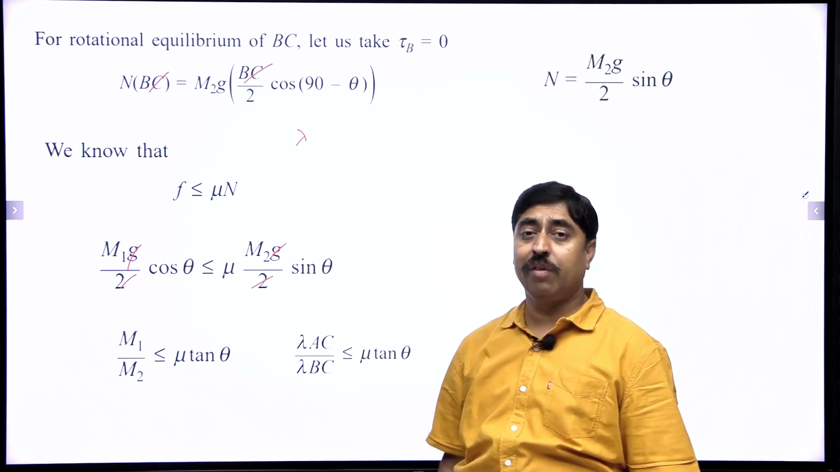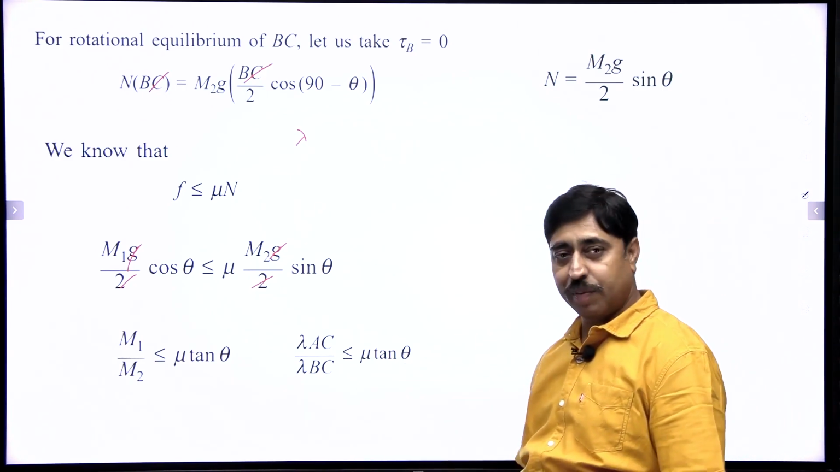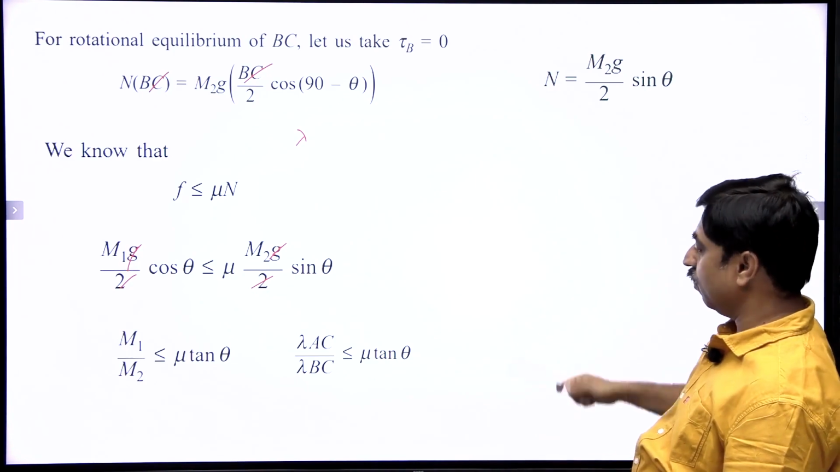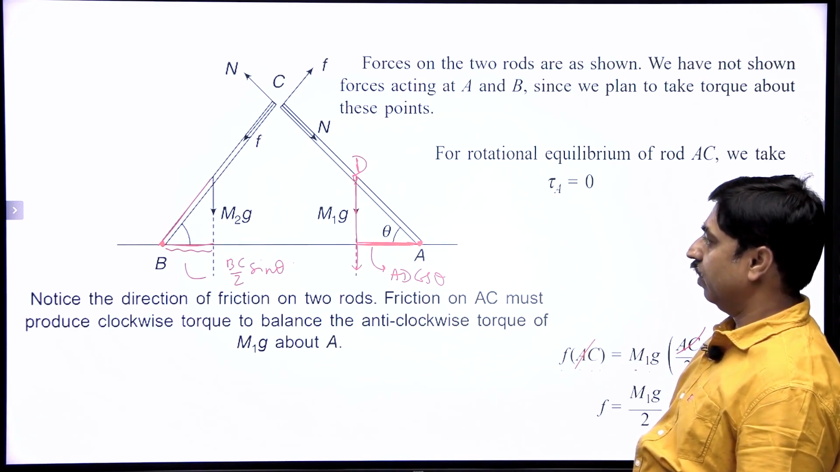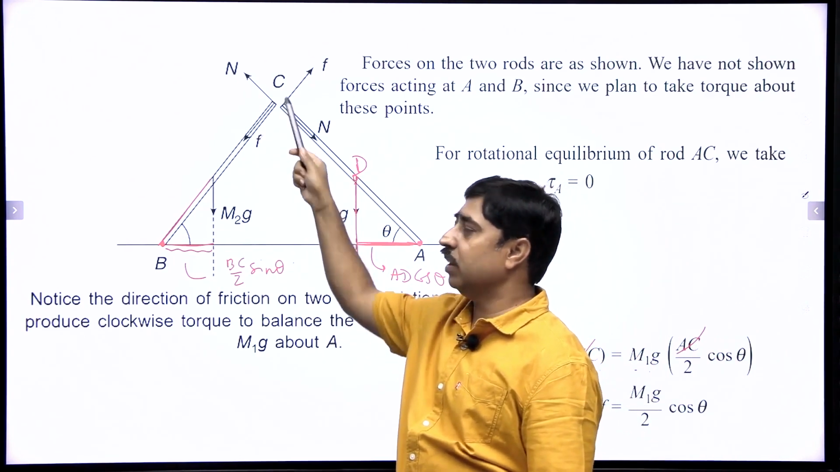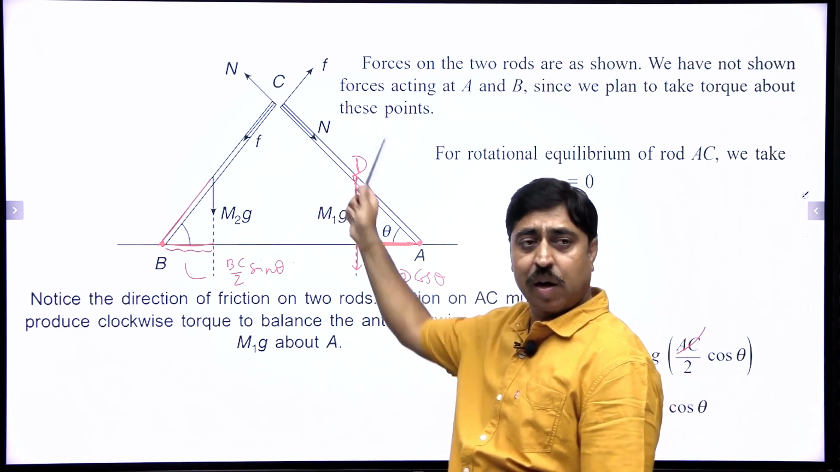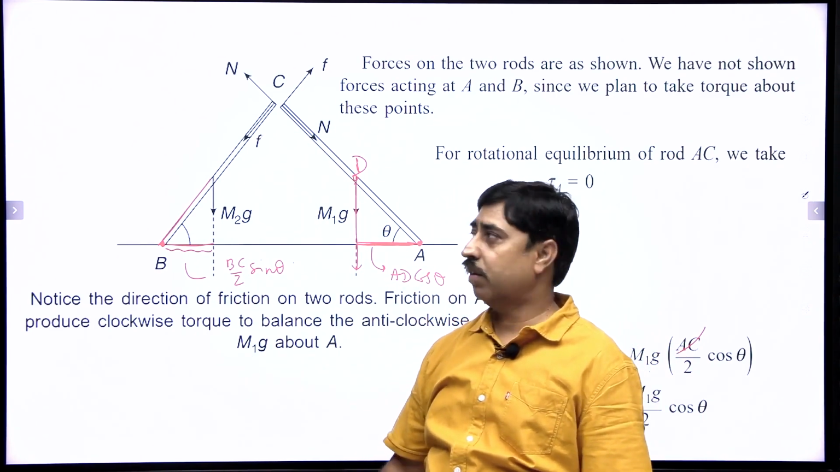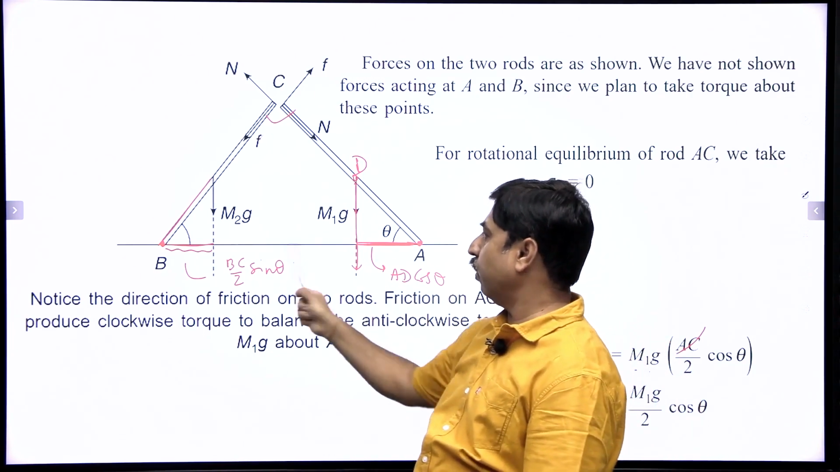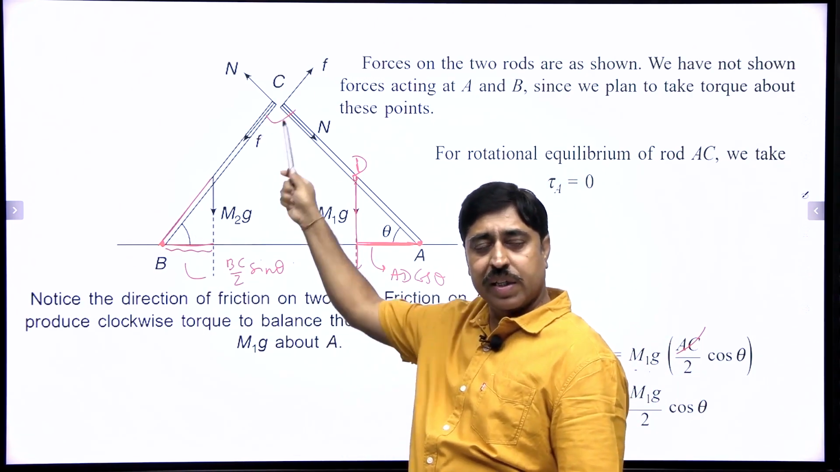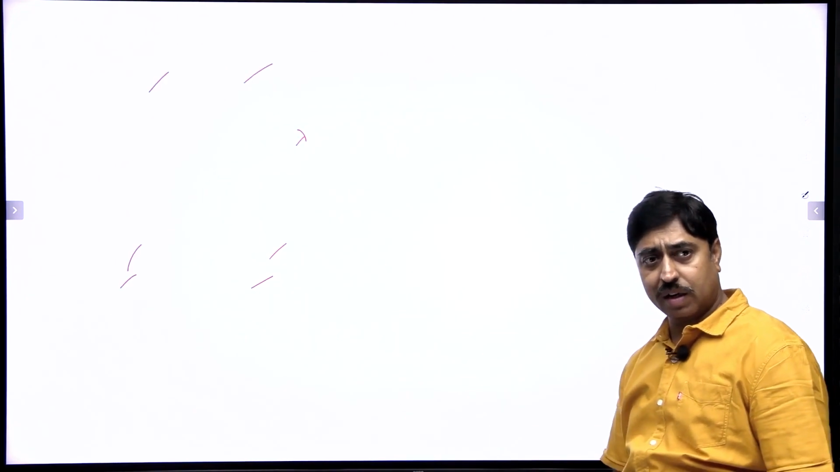Now what is AC by BC? You can work it out yourself. Okay, let me go back to the diagram. This is AC, this is BC. What is AC by BC? This angle is theta, and this angle is 90 degrees. It is cot theta. This is the hypotenuse. So AC upon BC is nothing but cot theta. I hope you understand that.